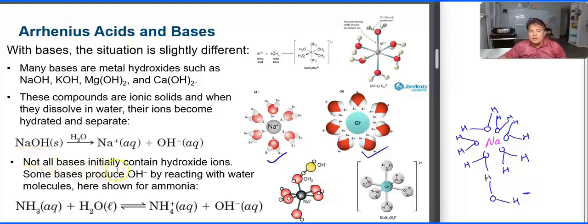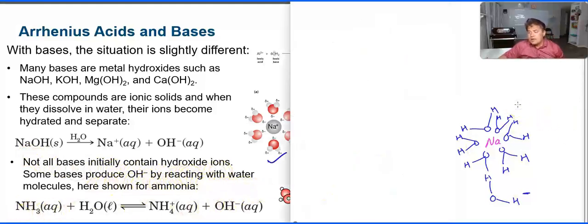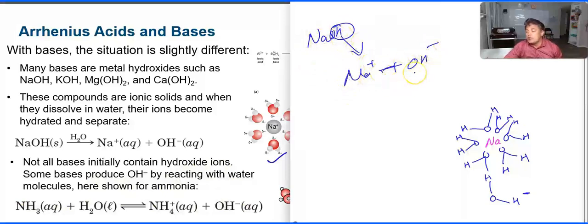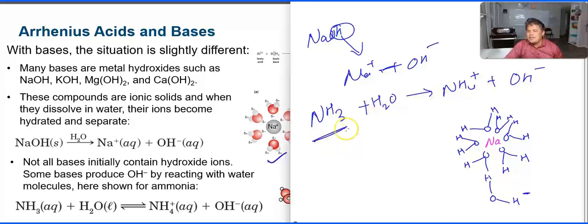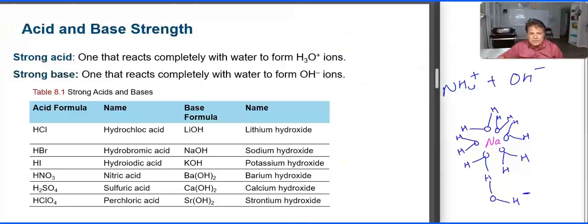Okay, so not all bases initially contain hydroxide ion. Some bases produce OH minus ion by reacting with water. For example, sodium hydroxide already has hydroxide, and it gives you sodium plus OH minus when you dissolve in water. But NH3 is also a base, but it doesn't have any OH, but it is a base. How? If you add that with water, it makes you NH4 plus OH minus. That's why ammonia is a base, because it gives you the OH minus ion. And if something gives you OH minus ion in water, that is a base.